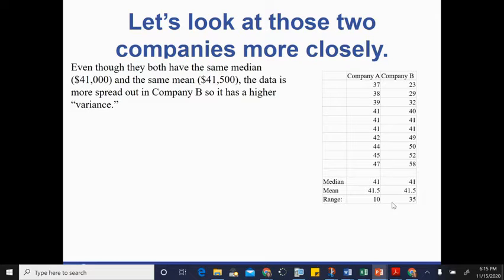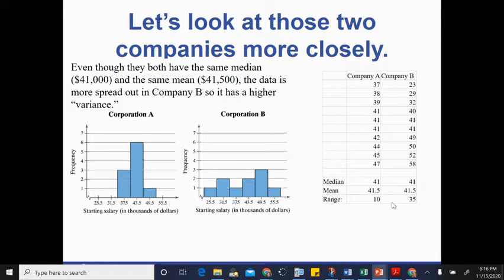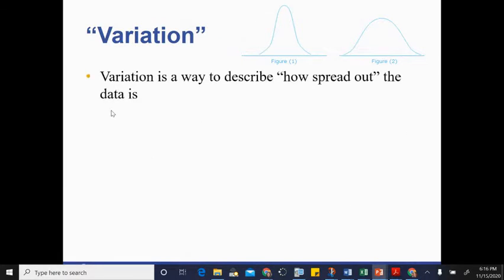And so even though they both have the same median and the same mean or average, the data is way more spread out in Company B, so it has what's called a higher variance or a higher variation. And so it's easier to see that if we look at graphs. So if I show you the two graphs, you see how the middle information is still the same, but this is way more spread out, and this is all kind of clustered together. And so that's what we're going to be talking about this time, is how to measure how spread out things are. And one way to do that is with the range, okay?